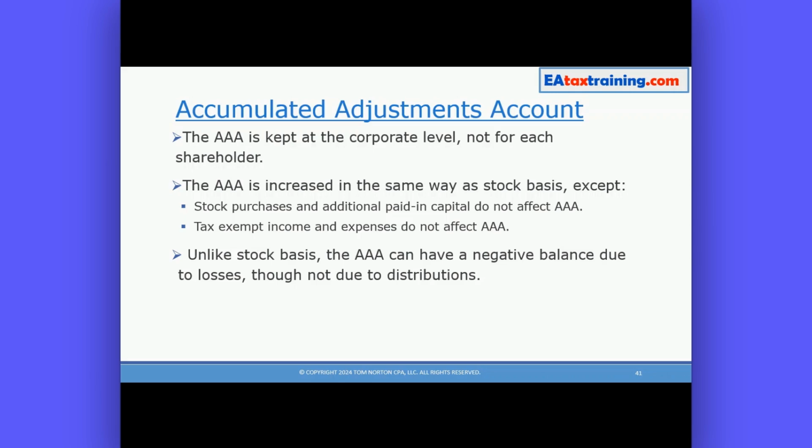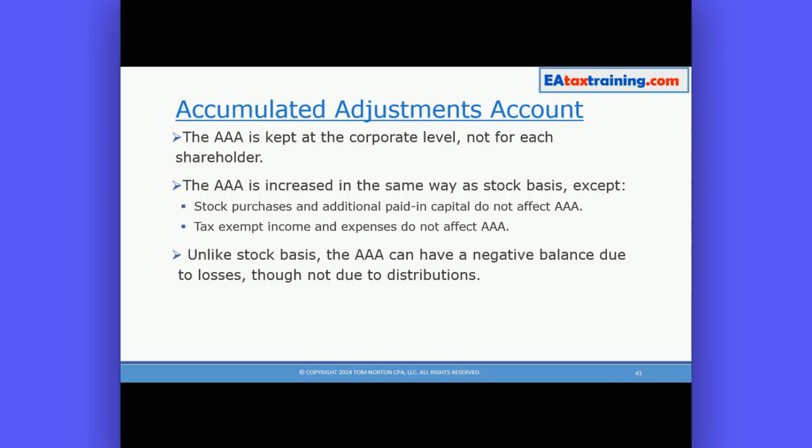AAA, though, is kept at the corporate level, because what we're trying to figure out is how much undistributed S Corp earnings the corporation as a whole has. So it is kept at the corporate level. AAA is increased the same way as stock basis with a couple of exceptions. Stock purchases and additional paid-in capital do not affect AAA, and tax-exempt income and expenses do not affect AAA.